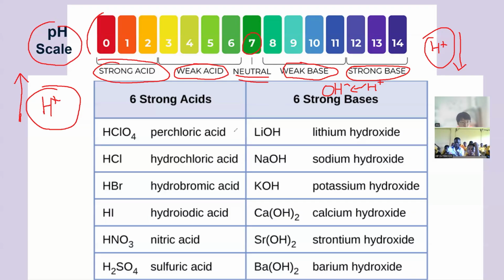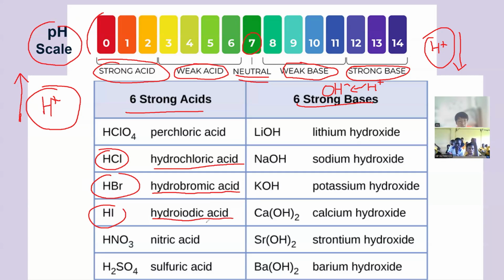Here are some examples of strong acids and strong bases. Maybe it's important to know some of these. Like HCl, that's a strong acid, hydrochloric acid. And you may need to know HBr and HI as well. These are simple enough to remember: hydrochloric acid, hydrobromic acid, and hydroiodic acid.